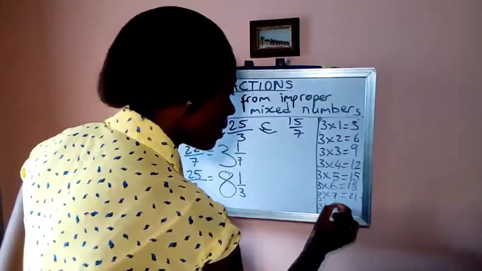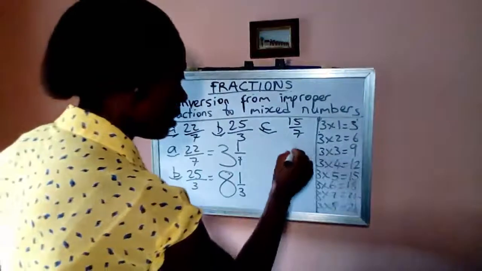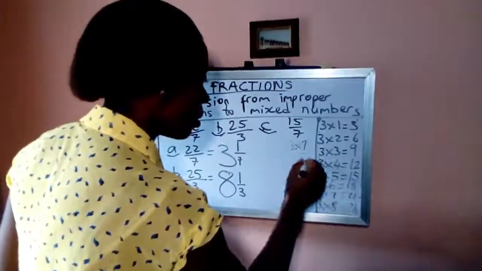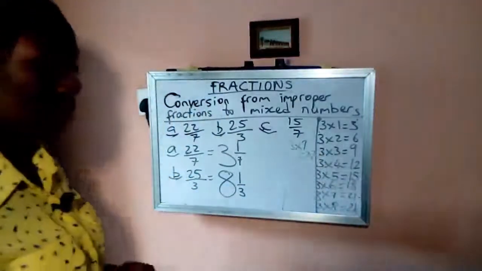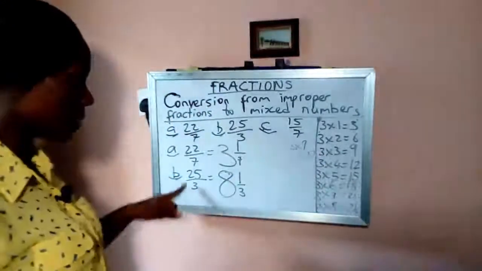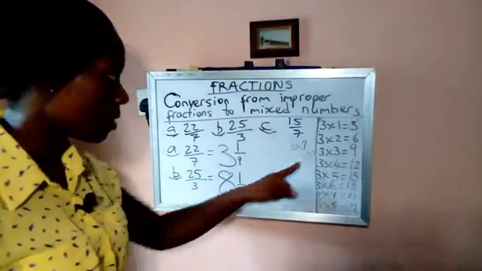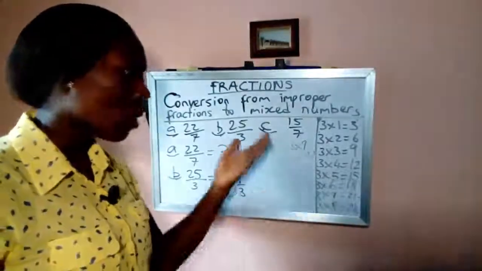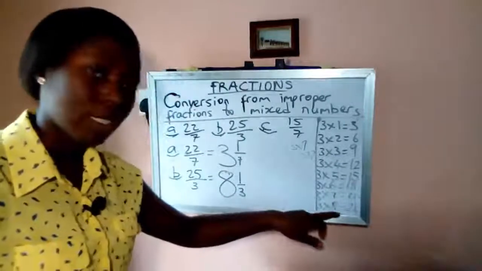3 times 8, 24. 3 times 9 will give us what? 27. I'll stop there. Why? Because 27 is already bigger than my 25. Can you see it? 27 is bigger than 25. But then the next number, 24, is smaller than 25. So we'll work with this.